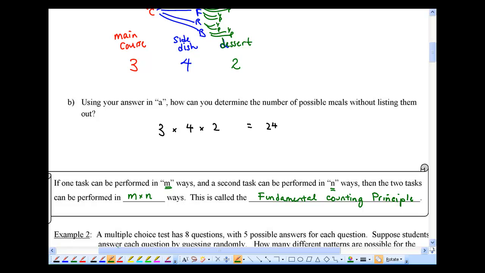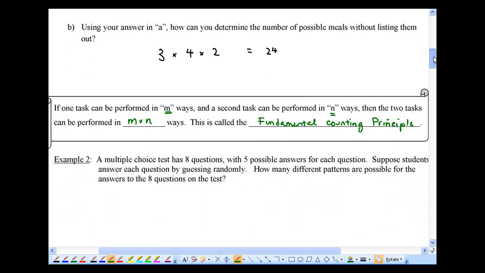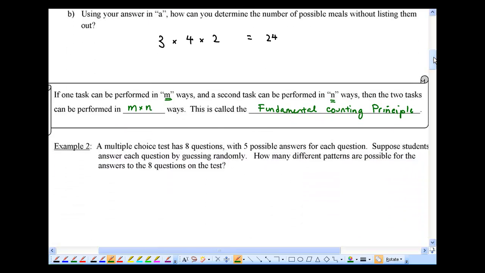Okay, this will serve as the basis for what we do in part 1. So keep this in mind, okay? You're just looking for the number of ways that something happens, and then you do that for all the other tasks, and then just multiply them together. Okay, so let's take a look at example number 2.